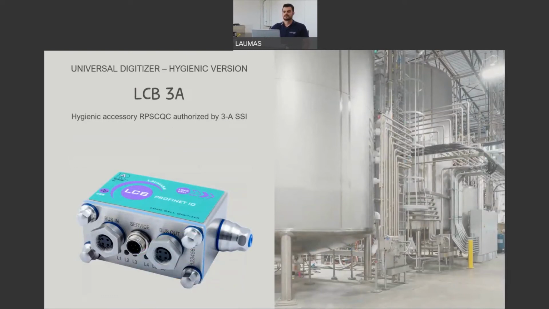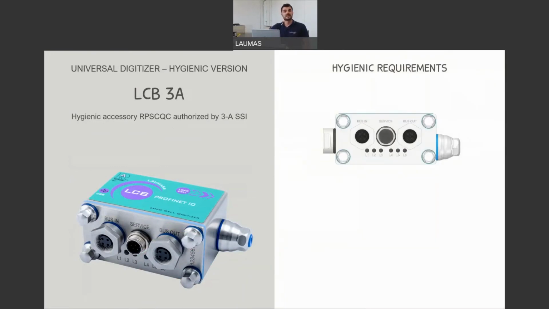Last but not least, I'm showing you our LCB load cell digitizer. The LCB is 3A approved. This product is still ongoing, so it's not available yet, but it will be available soon. It is made in stainless steel AISI 304, and it has an IP67 protection rate. To obtain the approval, we had to change the cable length and connector from our standard LCB, making them hygienic and approved.